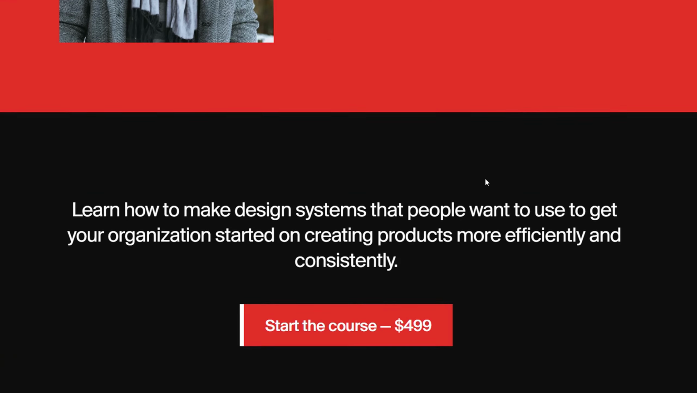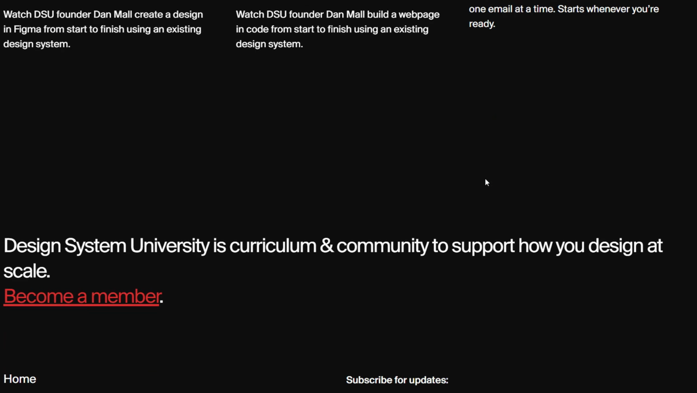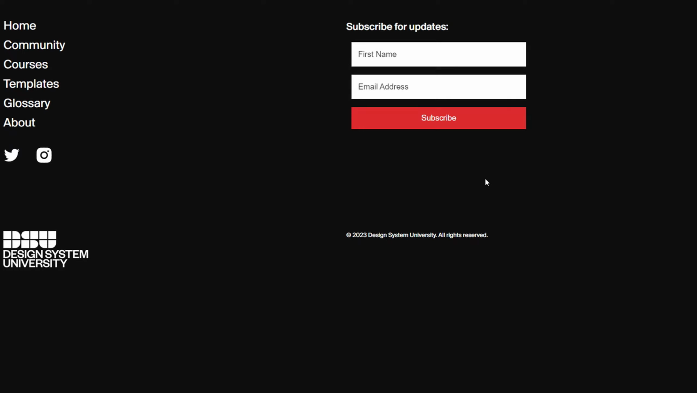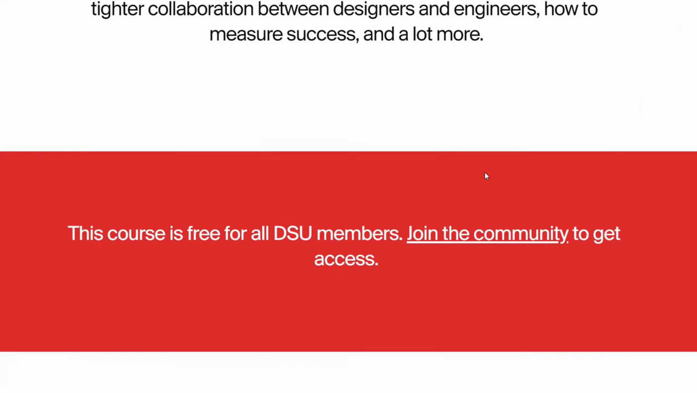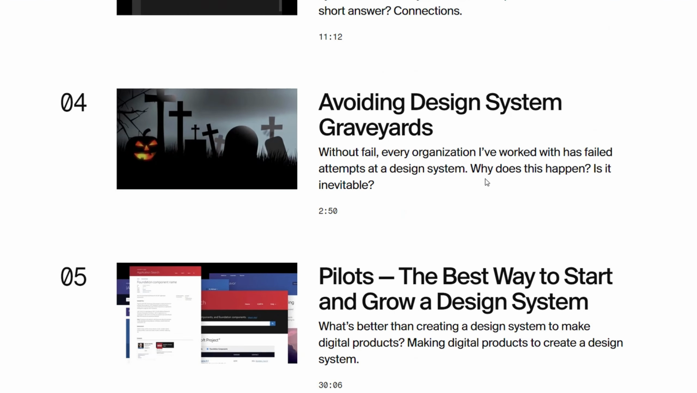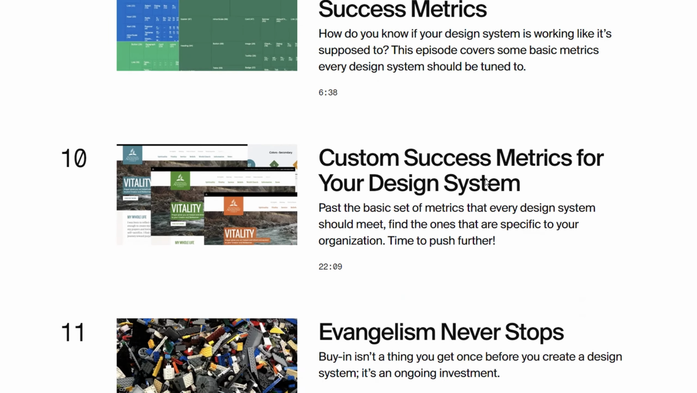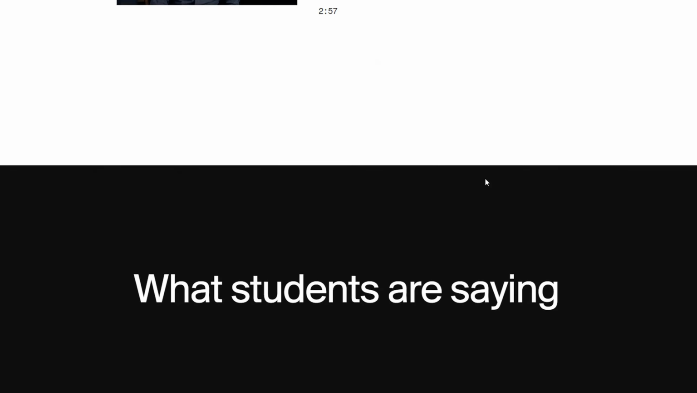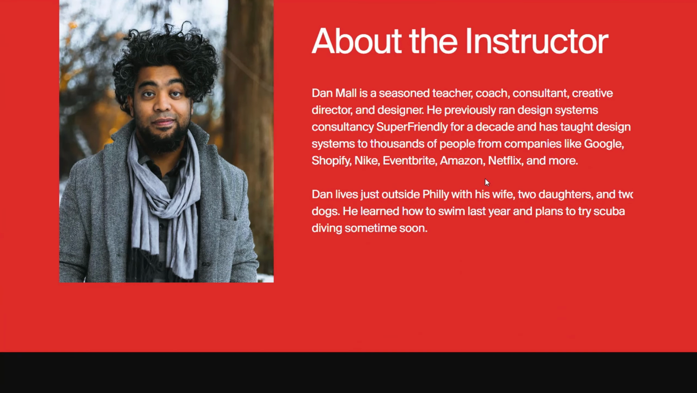02. True design systems. How do UI kits, component library, and design systems fit together? Which of them are worth investing in and to what level? 03. Component libraries versus design systems. One of the biggest pieces of confusion around design systems is how they differ from component libraries. The short answer? Connections.